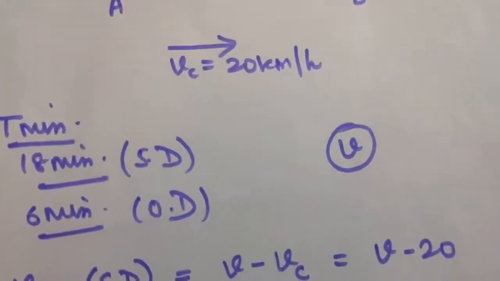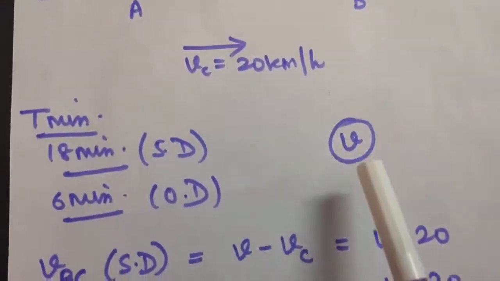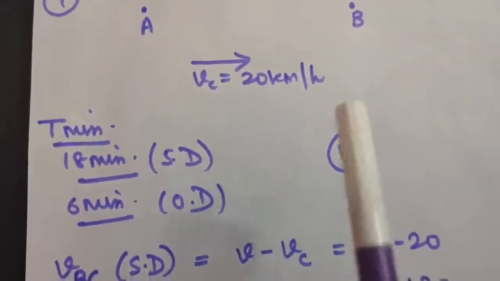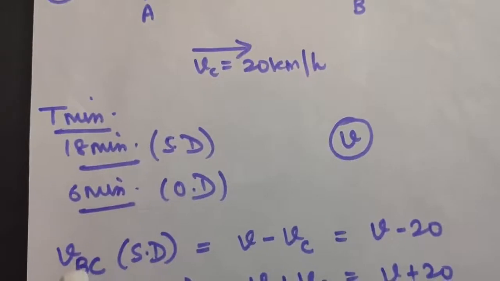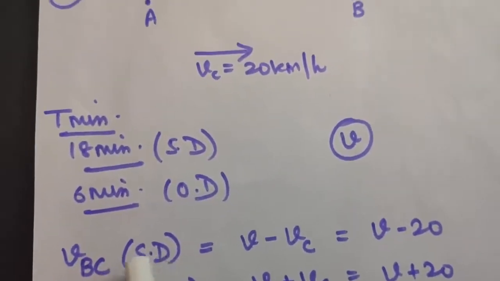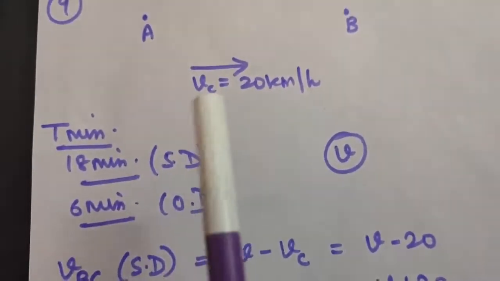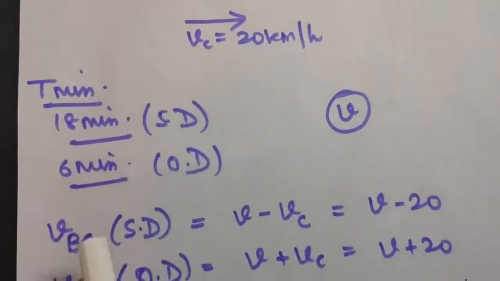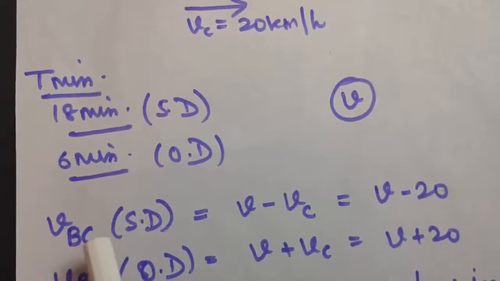So let us suppose that the buses are moving with a constant velocity V. Now if I calculate the velocity of the bus with respect to the cyclist which is going in the same direction, because every 18 minutes a bus is going in the same direction, so let us calculate that relative velocity of bus with respect to cyclist.